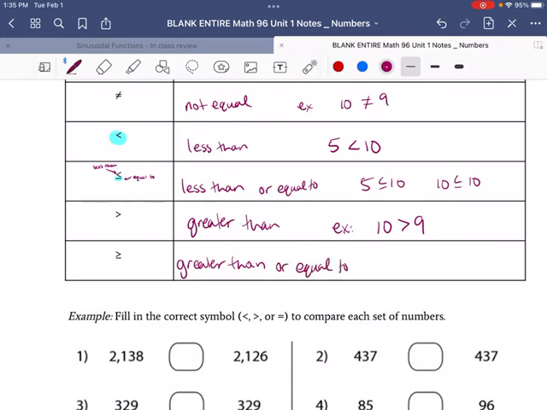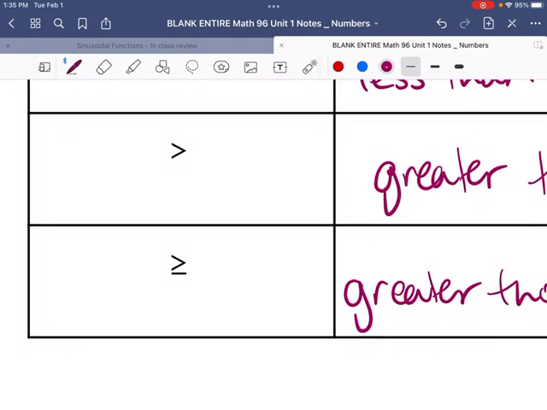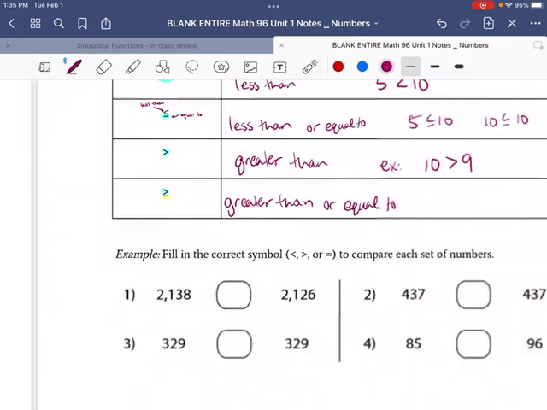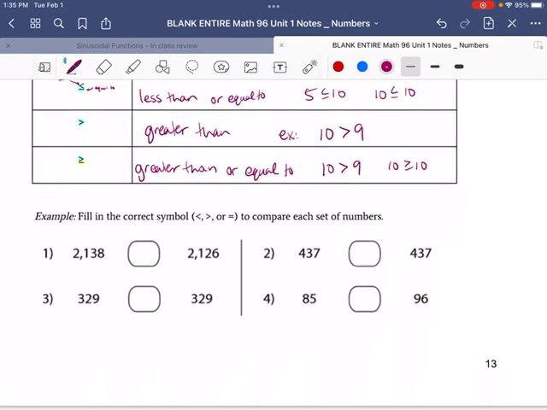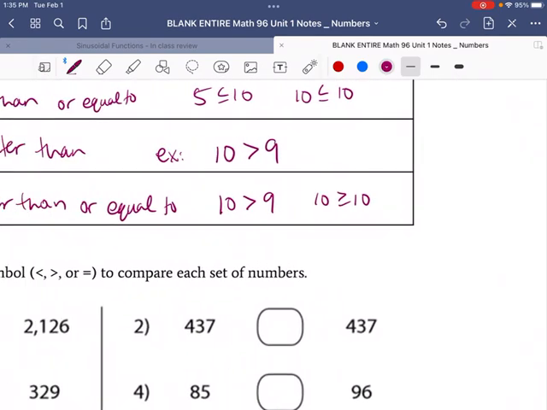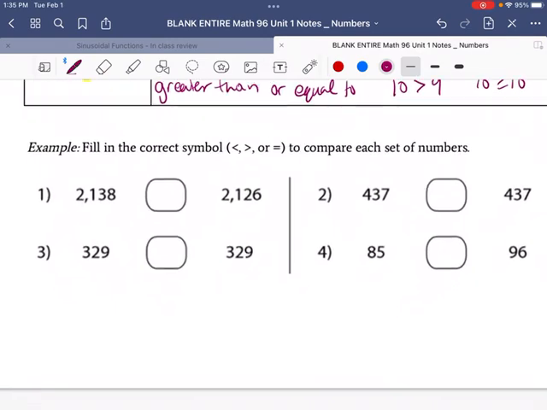Again, looking at the symbols, this part of the symbol is the same, but this one underneath has a little line, and that's the equal to. So you could have 10 is greater than 9. You could also have 10 is greater than or equal to 10. Question for you, is 10 greater than 10? No, it's not. It's equal to, but it's not greater than 10. It's just the same.